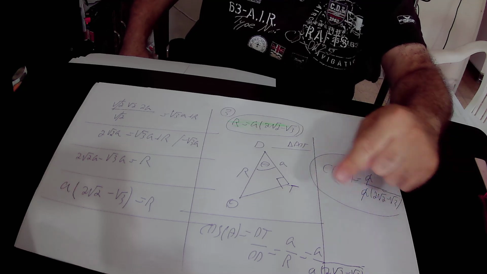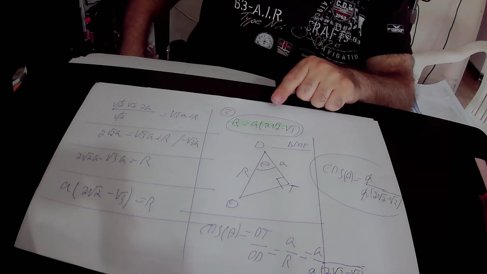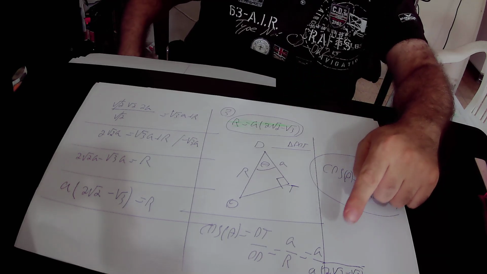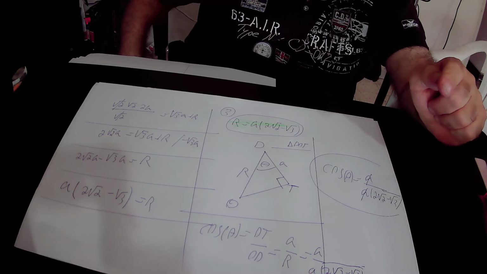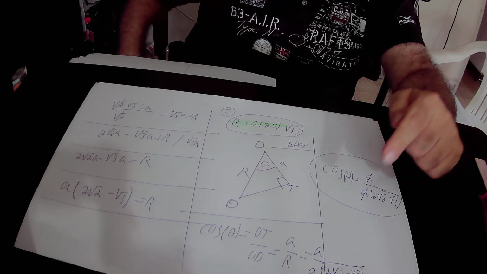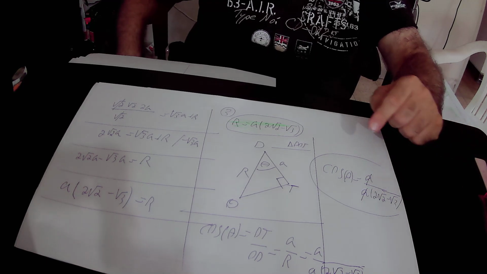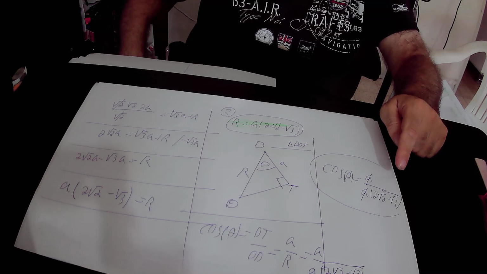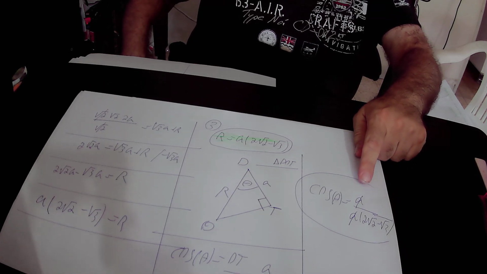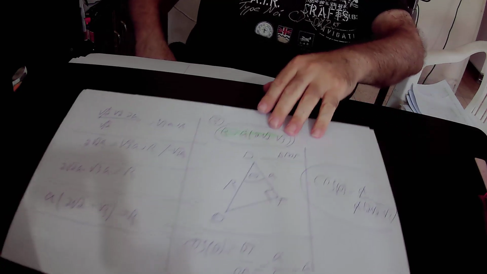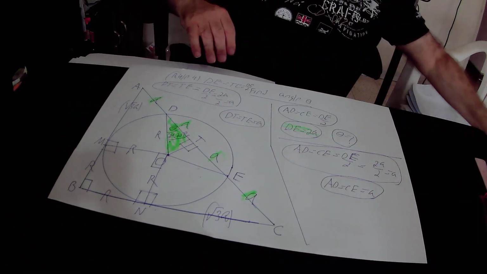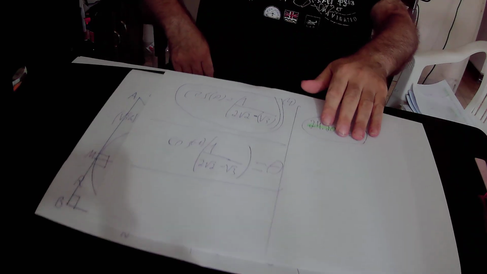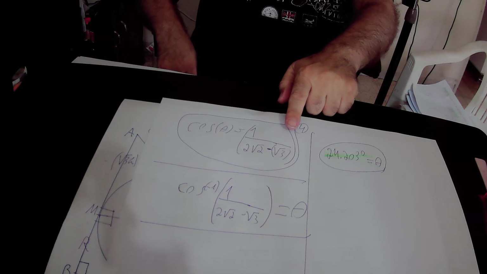So cosine theta equals A over R, and R equals A times 2 times square root of 2 minus square root of 3. Therefore we substitute R by A times 2 times square root of 2 minus square root of 3. So in conclusion, we found that cosine theta equals A over A times 2 times square root of 2 minus square root of 3. We have A in the numerator and A in the denominator, so A will get cancelled and we're left with cosine theta equal to 1 over 2 times square root of 2 minus square root of 3.